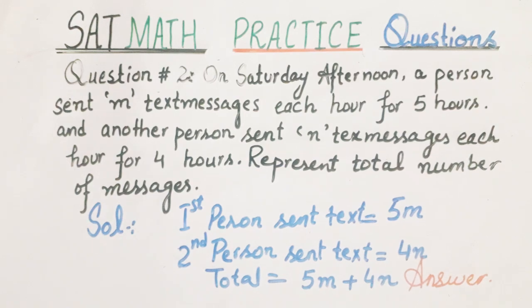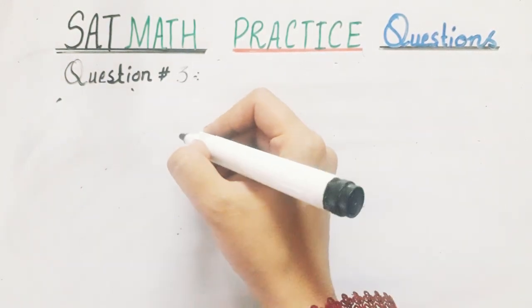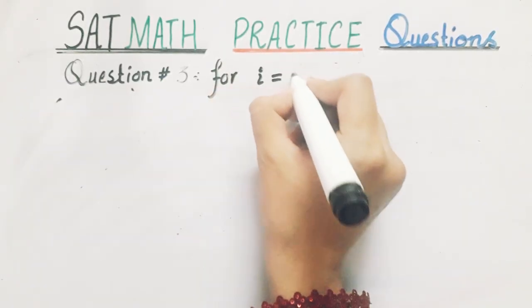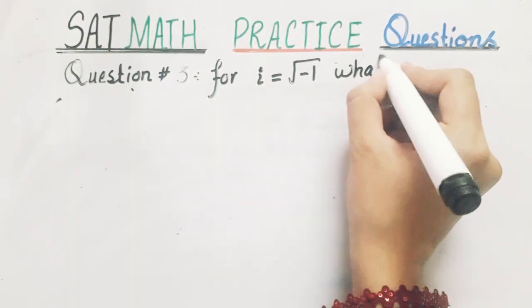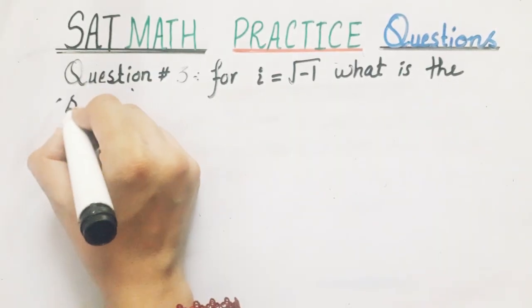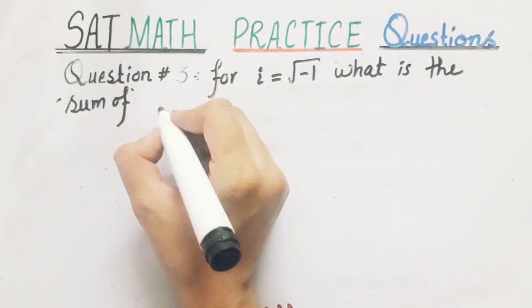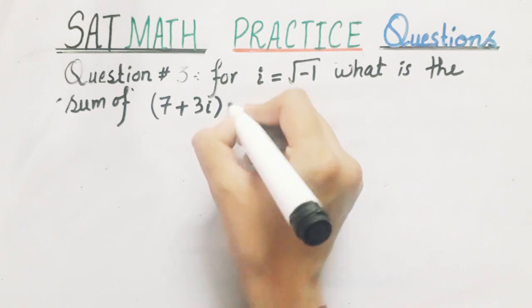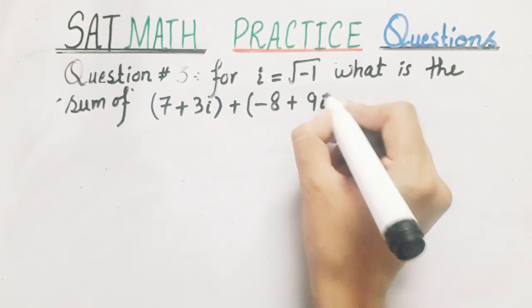Now we will solve question number 3. Now question number 3 is, for iota equals square root of minus 1, what is the sum of 7 plus 3 iota and minus 8 plus 9 iota?